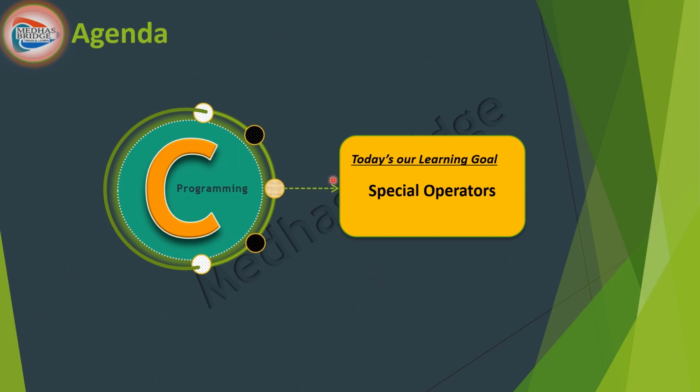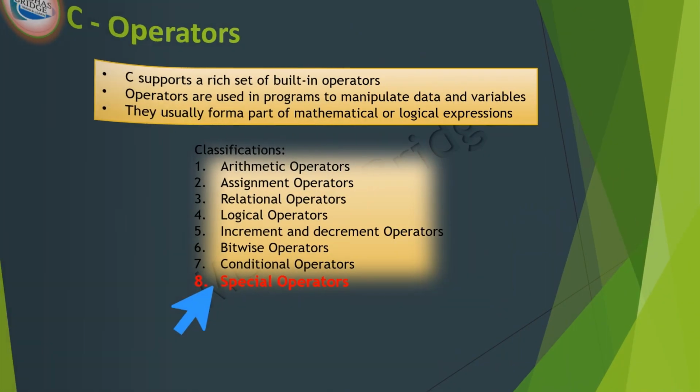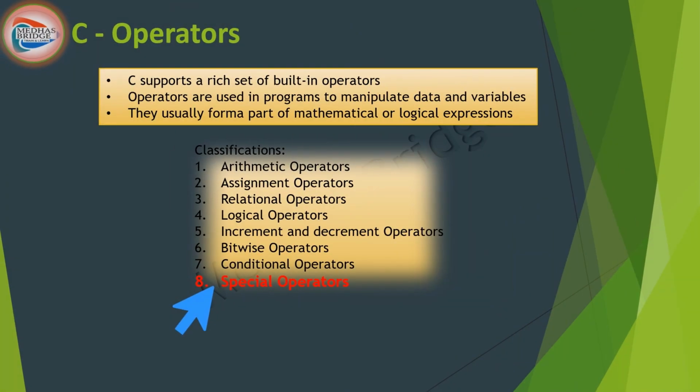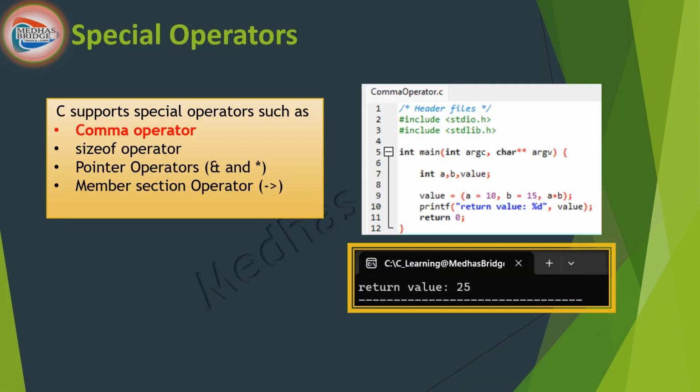Here is our today's agenda. C also supports special operators like the comma operator, sizeof operator, pointer operator, and member selection operator. These are the operators. You may see them in upcoming sessions, but for a quick review, let's see how the comma operator works.